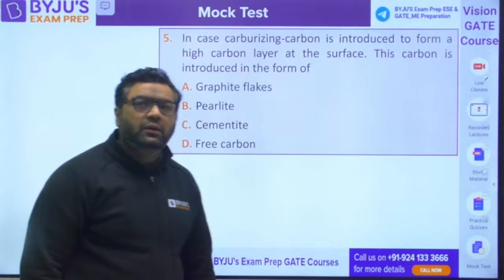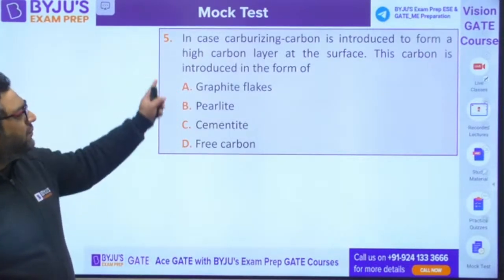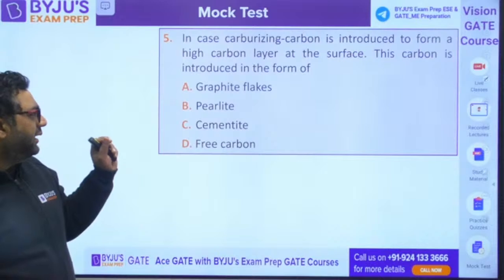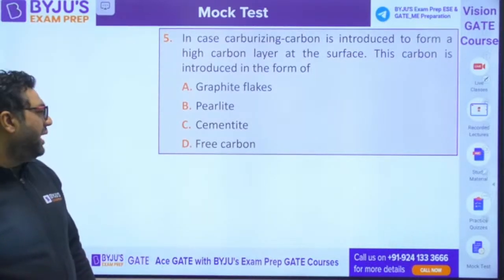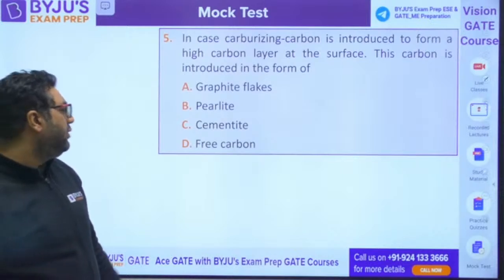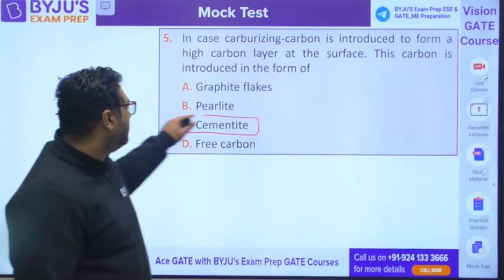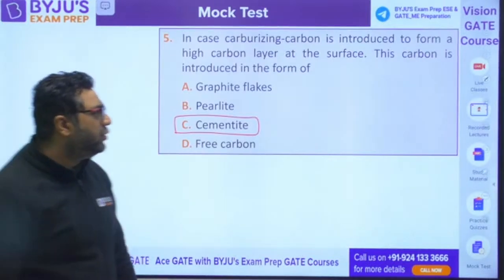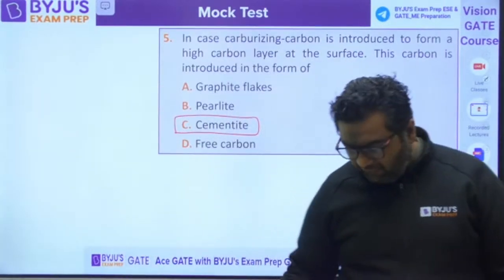Okay, fine. So this is in case of carburizing. Carbon is introduced to form a high carbon layer at the surface. The carbon is introduced in the form of... So I would like to tell you here, carbon is not introduced in the form of free carbon. It is introduced in the form of cementite. So the answer will be C for this. Is it clear for everyone?